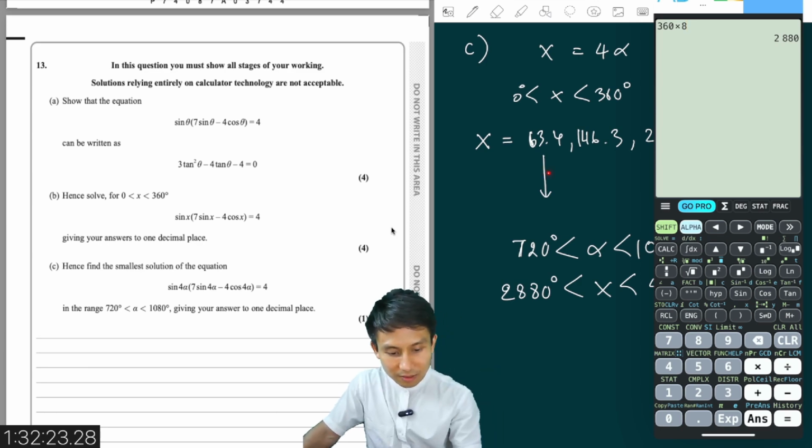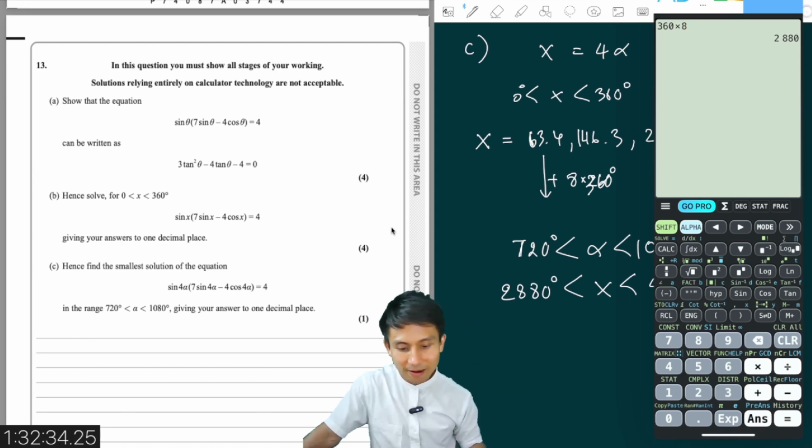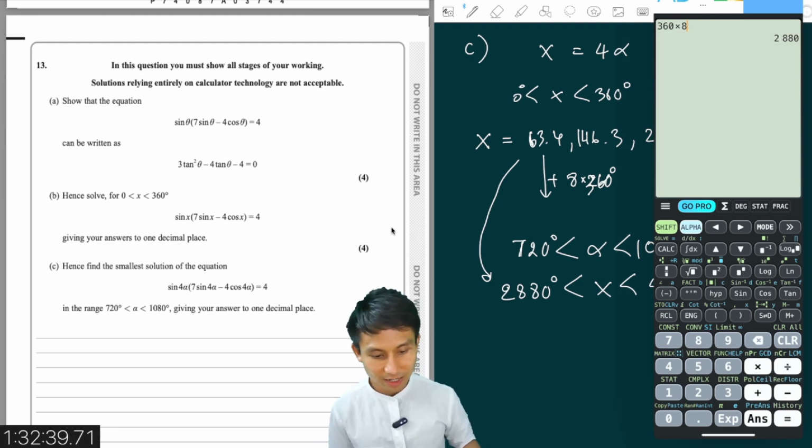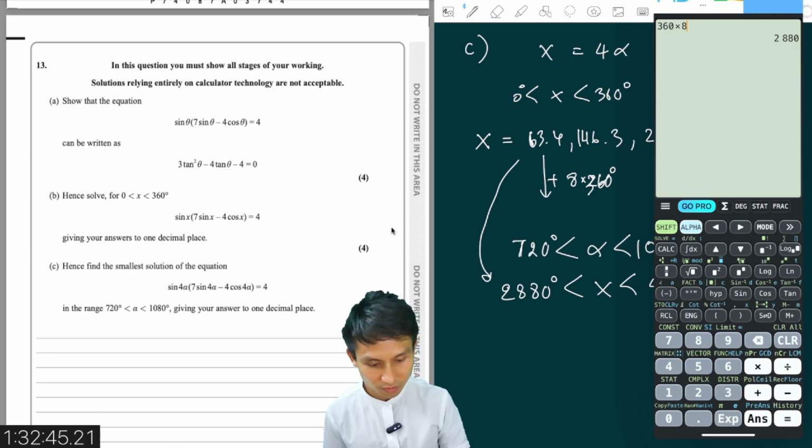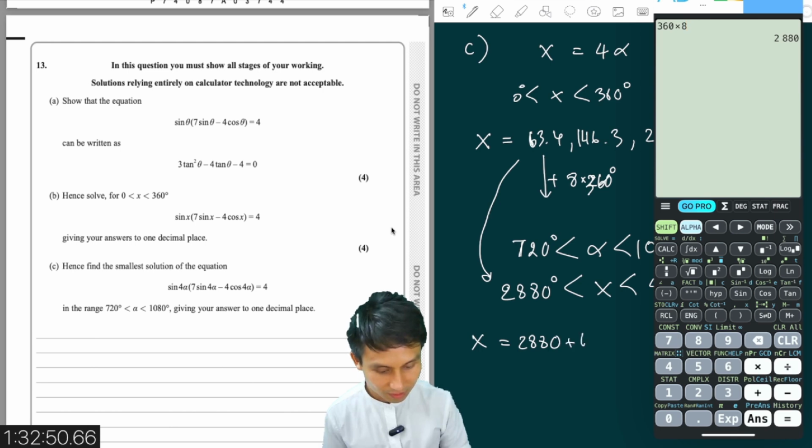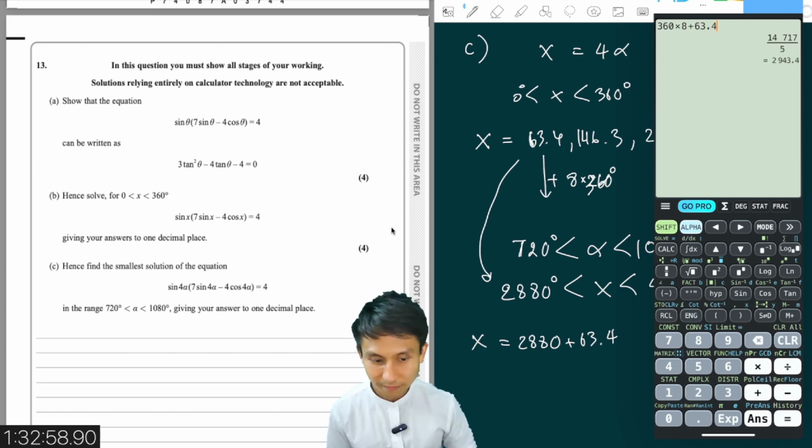If you add 8 times 2 pi, which is 8 times 360, like 8 cycles, you sweep 8 times, right? You're going to get to this guy, right? And we want the smallest solution. So x should be 2880 plus 63.4. Okay, so that means if I add that by 63.4, I get that. Yeah.